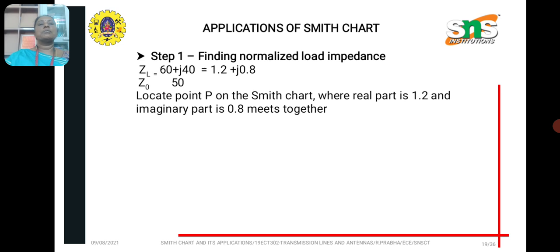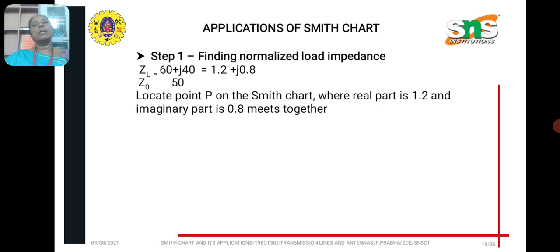So step 1 is finding the normalized load impedance, because in the Smith chart all the impedances are normalized impedances. So the first step is finding ZL by Z0. The ZL value, 60 plus j40 ohms, is divided by the characteristic impedance value 50 ohms. So we get 1.2 plus j0.8, where 1.2 is the real value and 0.8 is the imaginary value of the normalized impedance.